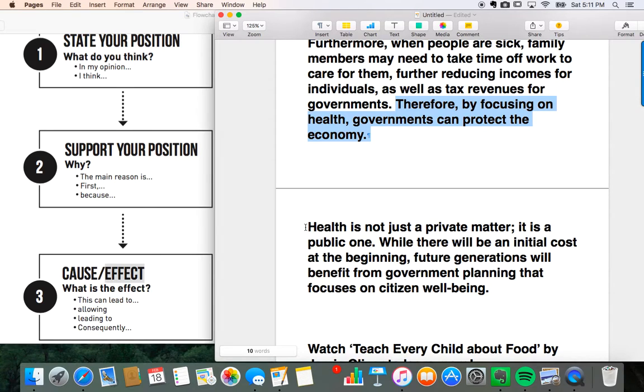Finally, my conclusion, you do not need to say, in conclusion, it's not necessary. It's not wrong, but it's lazy. It doesn't really help, and your conclusion should be clear. What do you write in a conclusion? I will show you. So I said here, health is not just a private matter, it is a public one, meaning for the government.